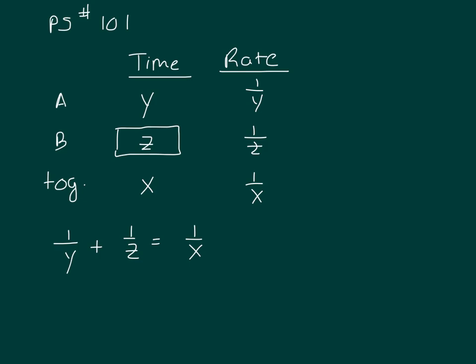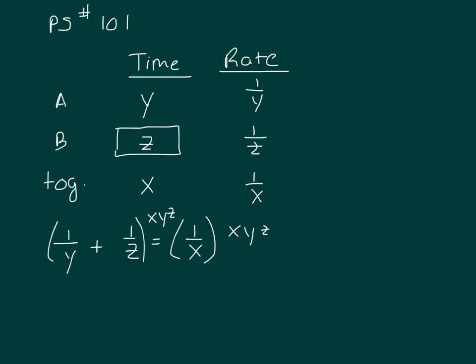And we want to solve for Z. So we want to clear our fractions. So you look at your denominators and figure out what your least common denominator would be. And it would be XYZ. And you want to multiply every term on both sides by XYZ.